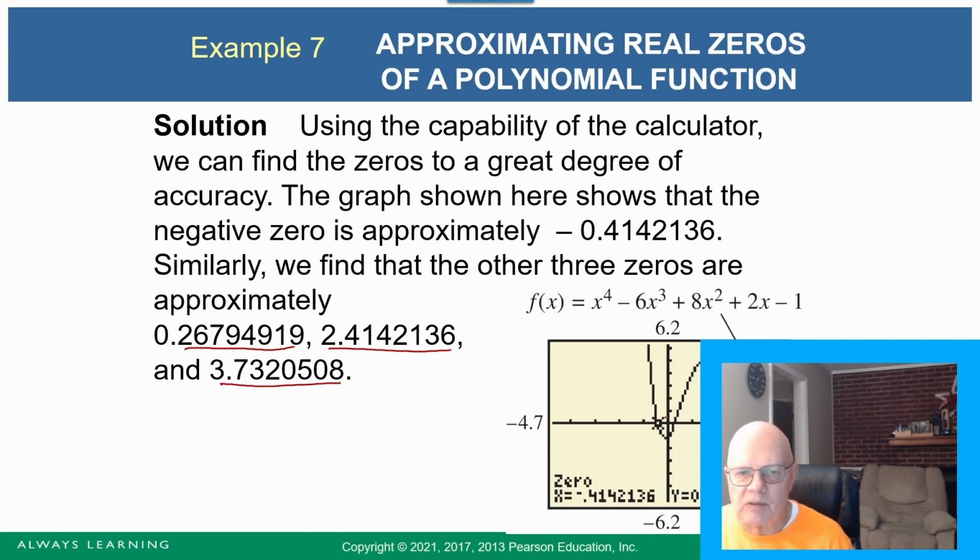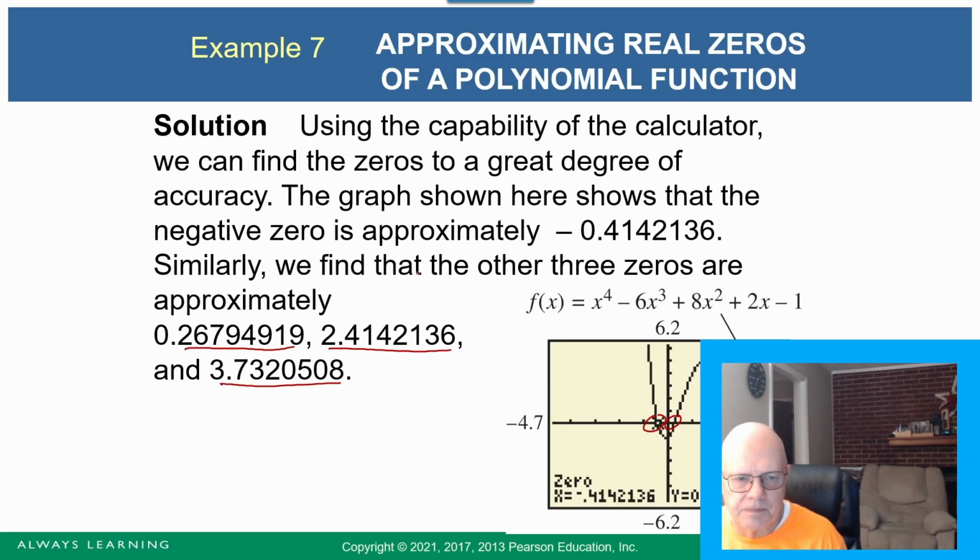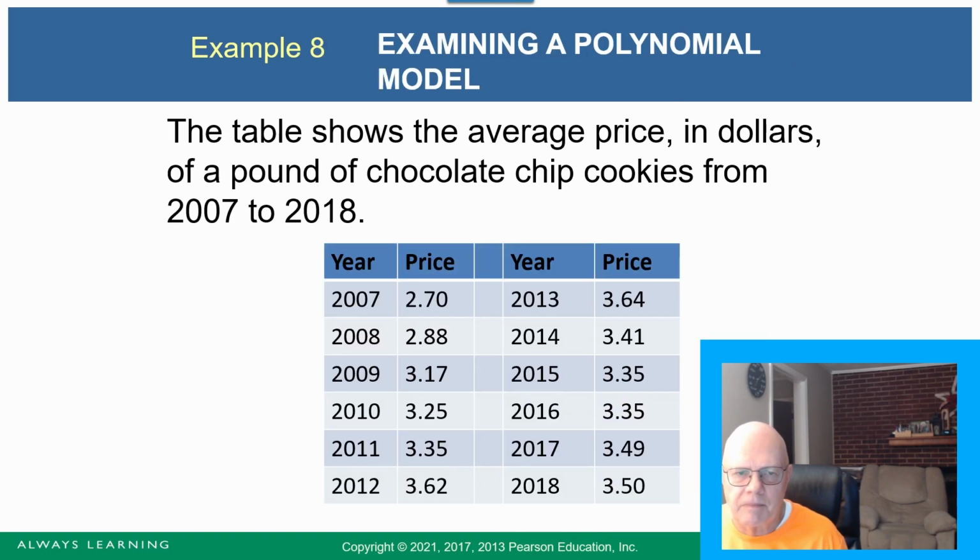Got 4 zeros. 1, 2, 3, 4. Remember back here, this is an x to the 4th, so it's going to have 4 roots, 4 solutions, and we've got 4 there. And you can see it on the graph. It crosses the x-axis 4 places.